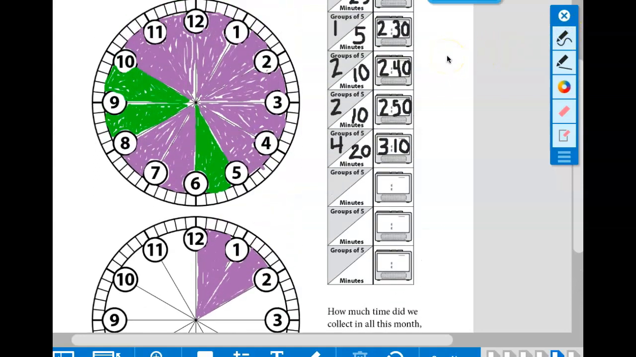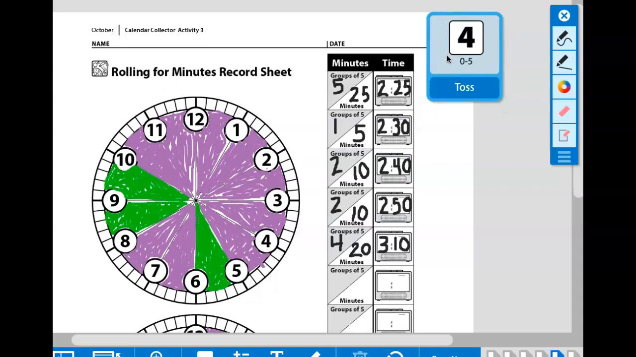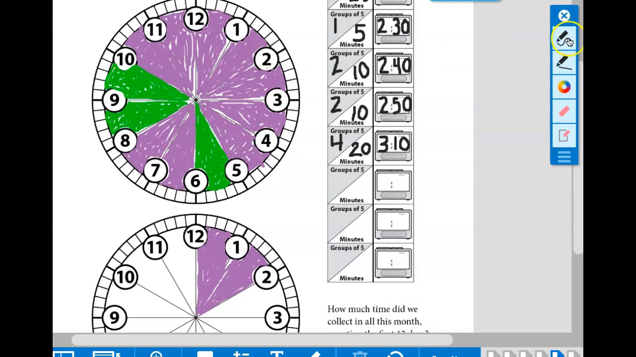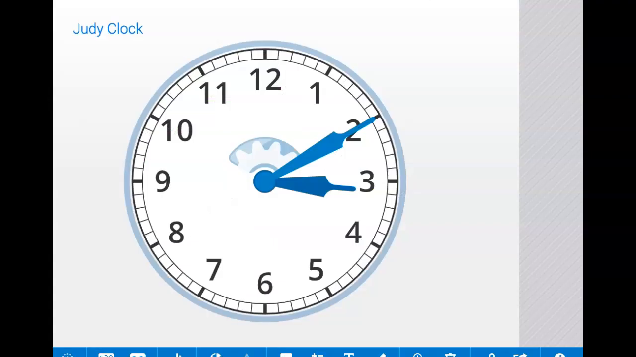Now let's collect our minutes for today. Let's roll our dice. 3 groups of 5 minutes. Let's write down right away that we need 3 groups of 5 minutes. Let's go to our Judy clock to count them. If we're starting at 3:10 with the minute hand on the 2, and we add 3 groups of 5, where will our minute hand land?